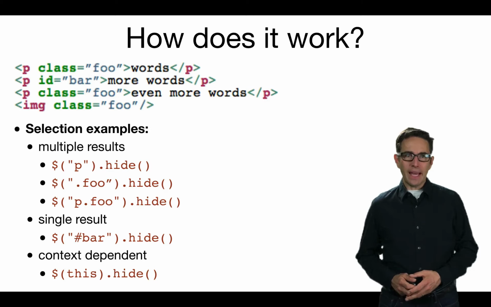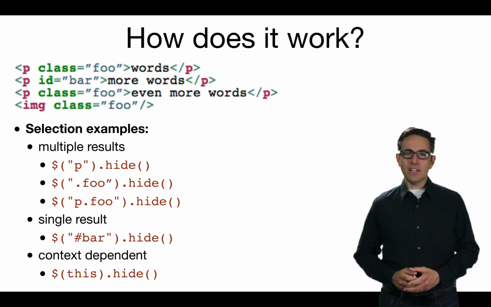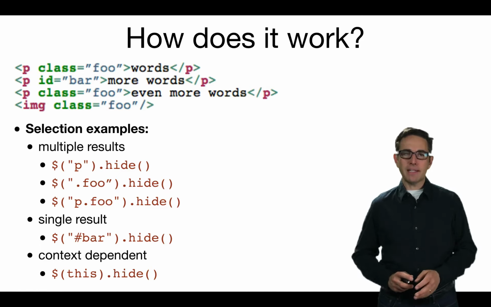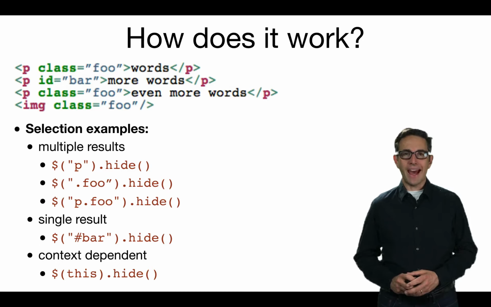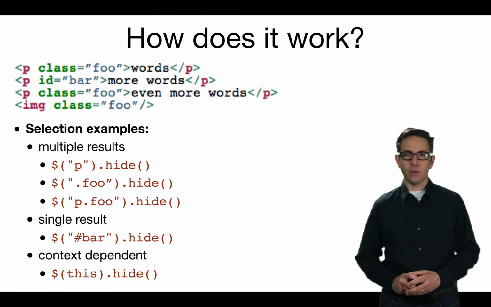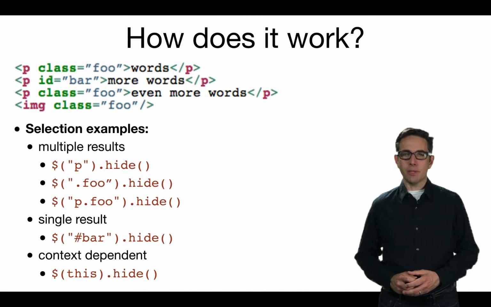Well, let's say that we had the HTML that's on the upper left here. In this chunk of HTML, we have 3 P tags and 1 image tag. The P tags have content of words, and even more words. There's one thing whose ID attribute has the value of bar, and there are 3 things whose attribute of class has the value of foo. We know from the convention of using HTML that whenever you have an ID, the value of that ID should be unique.